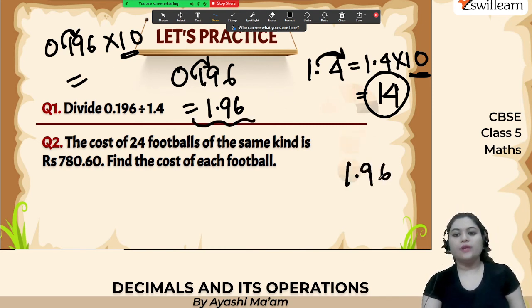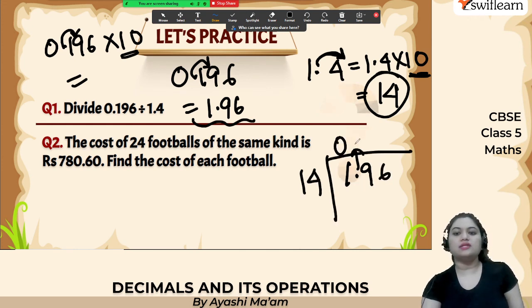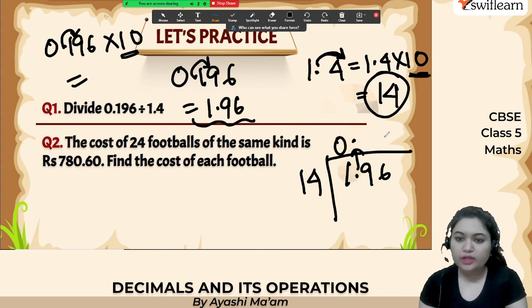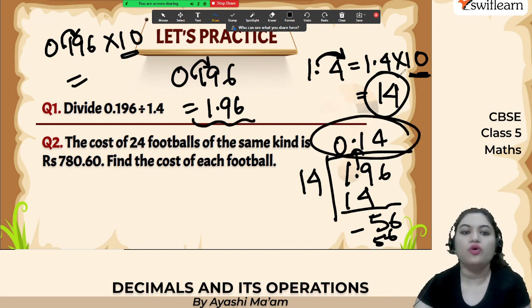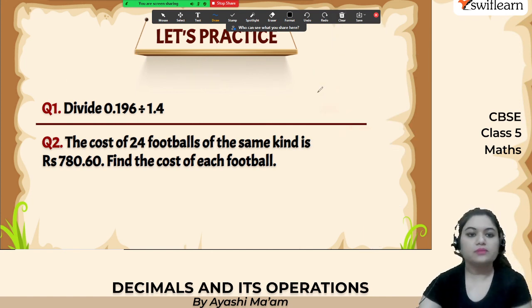Now simply you divide 1.96 by 14. So whole number part will be 0. For this decimal point, it will be the decimal point, right? That's what you can do. And then you can say 1 times it will become 14. So 5, 6, and then 4 times it will become 56. So answer will be 0.14. Okay. Now see the next one.